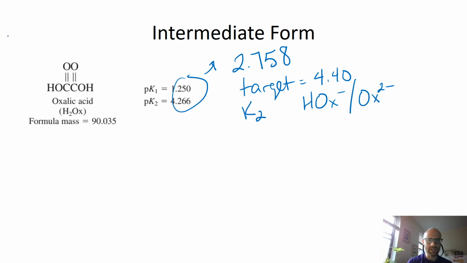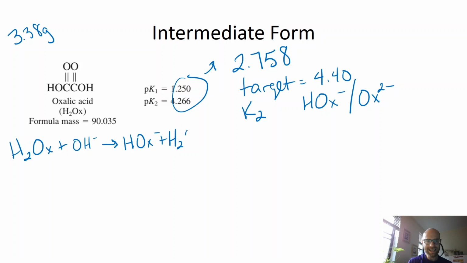I believe I had written down it was originally 3.38 grams, which is going to be pretty important. So this means that in this equation, we're starting with the fully acidified form. We're going to be adding hydroxide, and we're going to create the intermediate. But that's not going to be sufficient.